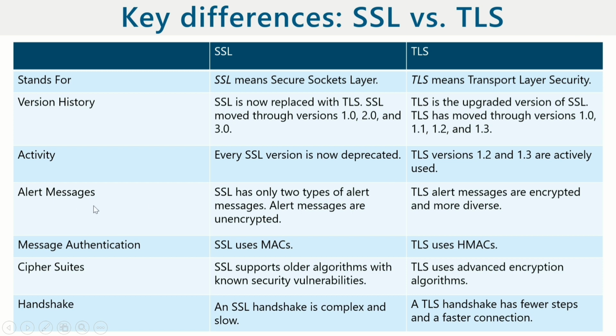Then alert messages. SSL has only two types of alert messages, and they are unencrypted. TLS alert messages are encrypted and more diverse. Next, message authentication. SSL uses MAC, whereas TLS uses HMAC. Next one is cipher suite. SSL supports older algorithms with known security vulnerabilities, whereas TLS uses advanced encryption algorithms.